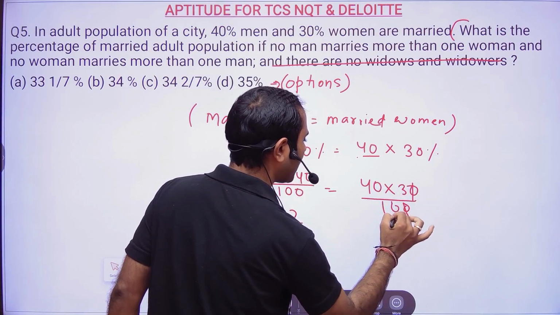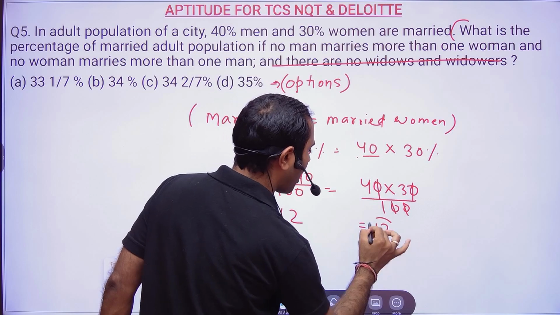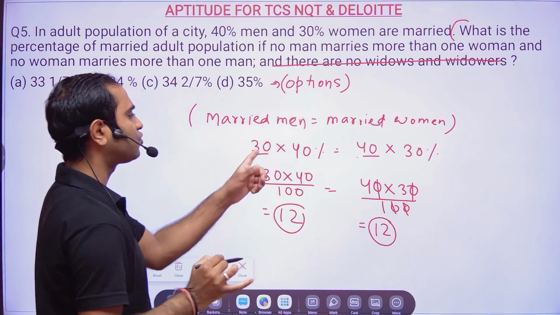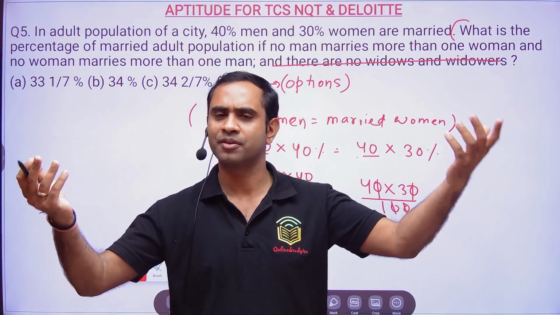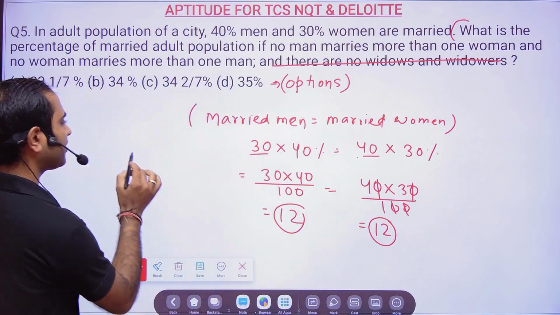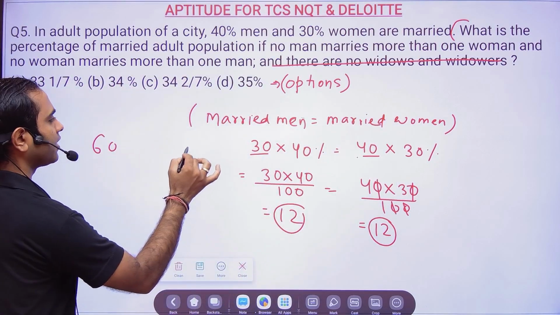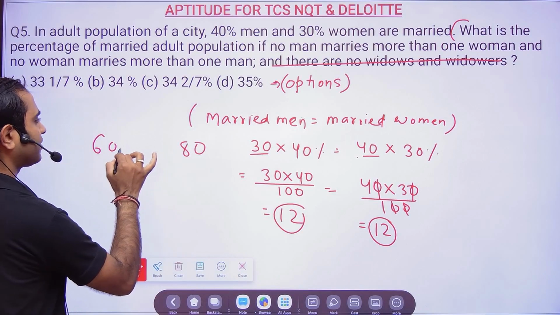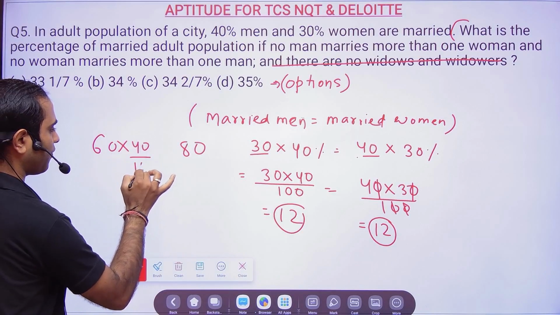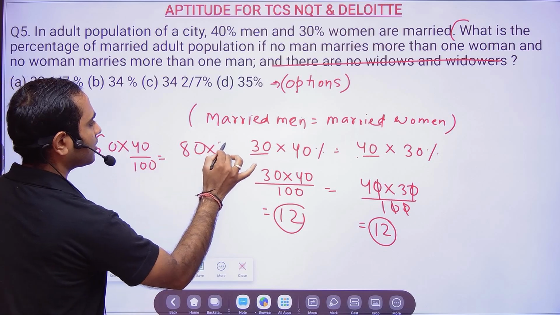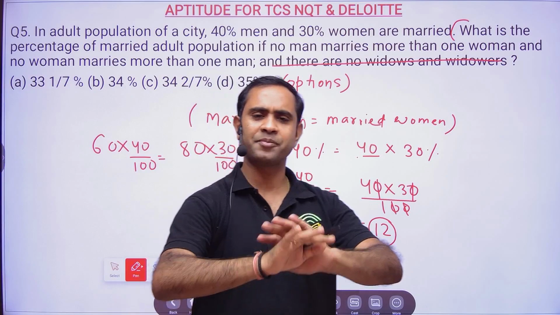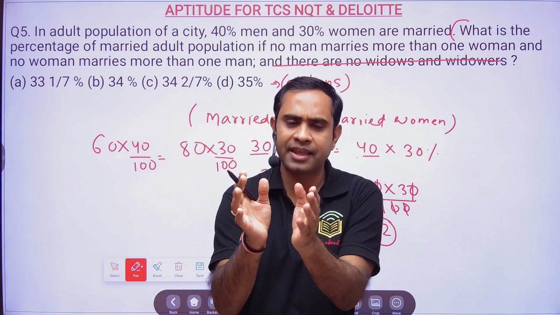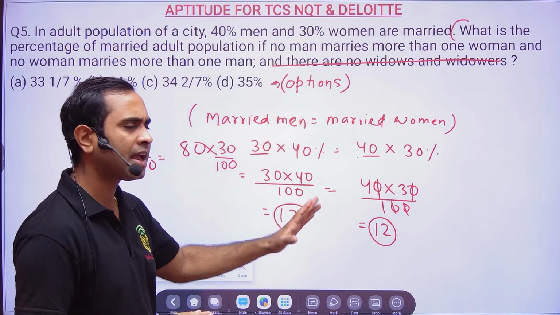That's what I was telling you from the beginning. I just took one random value. Sir, I don't want to take 30, 40, I want to take something else. You take, sir, 60 and here 80. So yes, 40% of 60 is 24 and 30% of 80 is also 24. That way also you will be able to get the answer. I'm just getting started with some random value.